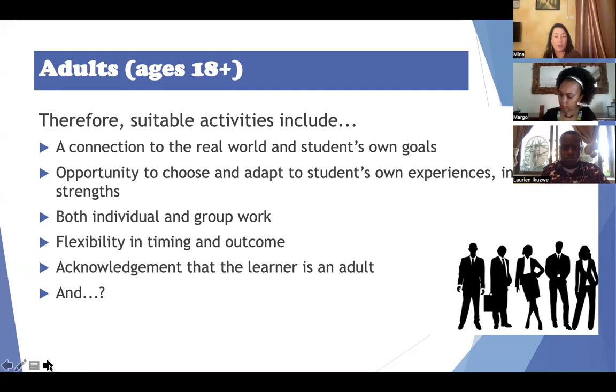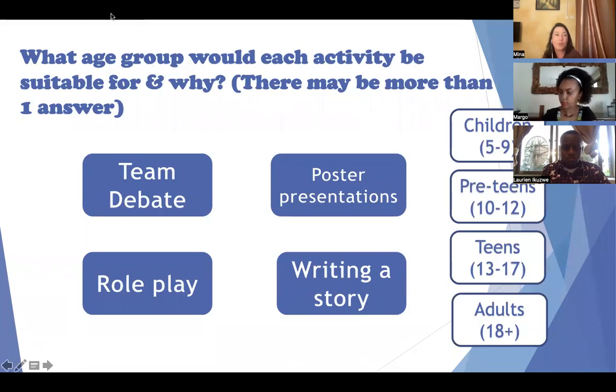All right, I'm going to move on, although you can feel free to keep adding things. All right, so we're going to go into breakout rooms, and these are going to be random breakout rooms, although then after I'll let you choose your breakout rooms. So here are 4 general activities. We have team debate, poster presentations, role playing, writing a story. And I'm curious to know which group you think would be most suitable for? And there might be more than one answer. And why? And if you think it's suitable for more than one group, would you be doing anything different for the group? Oh, hang on, let me go back to the chat for a second.